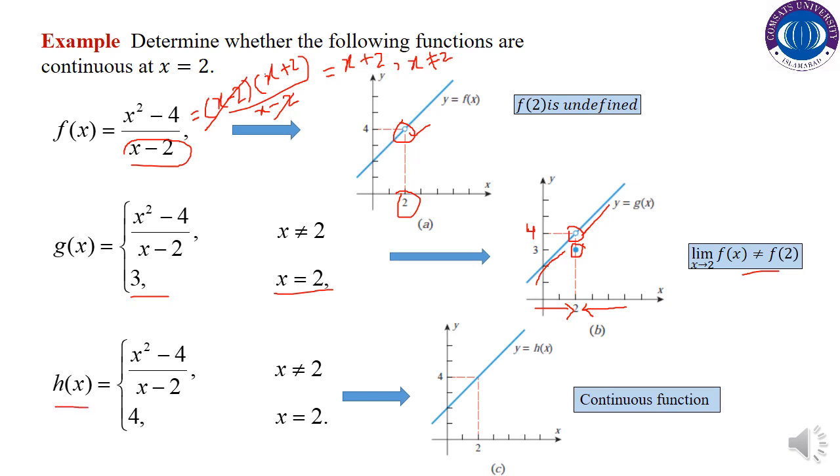Now look at h of x. In this function, the value of the function at 2 is 4, and the left hand limit at 2 is 4 and the right hand limit at 2 is also 4. So the left hand limit is equal to the right hand limit and it is equal to 4, and the value of the function at 2 is also 4. So the condition for continuity is satisfied. So this function is a continuous function.